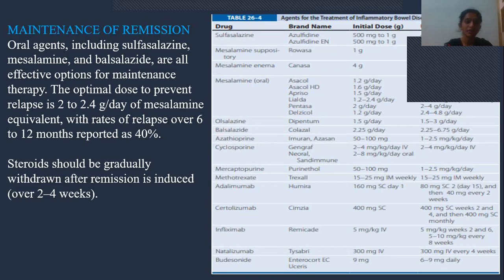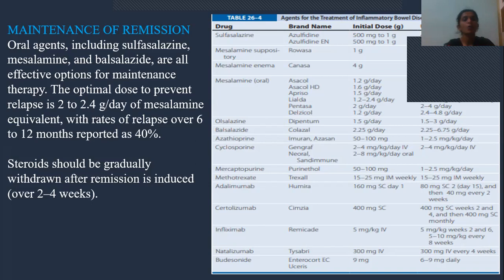If the disease is recurring, then we have to put the patient on remission treatment. That is, maintenance has to be done even after curing the patient from acute inflammation. We have to consider giving the treatment for a duration of time in order to prevent recurrent attacks. For remission or maintenance therapy, the oral agents used include sulfasalazine, mesalamine, balsalazide. These are all effective options for maintenance therapy. Among all the cases I have seen, balsalazide is commonly given for ulcerative colitis as maintenance therapy.